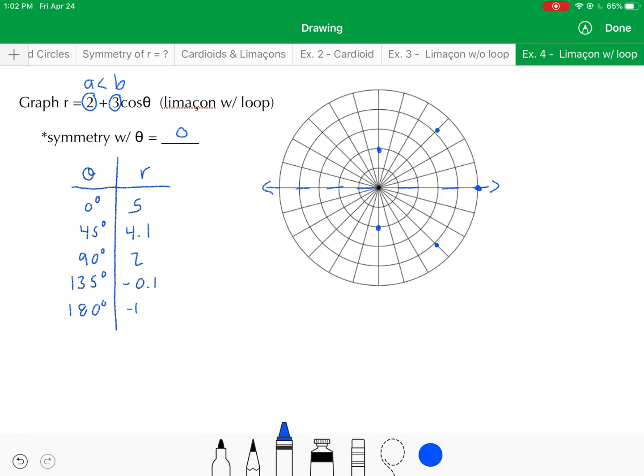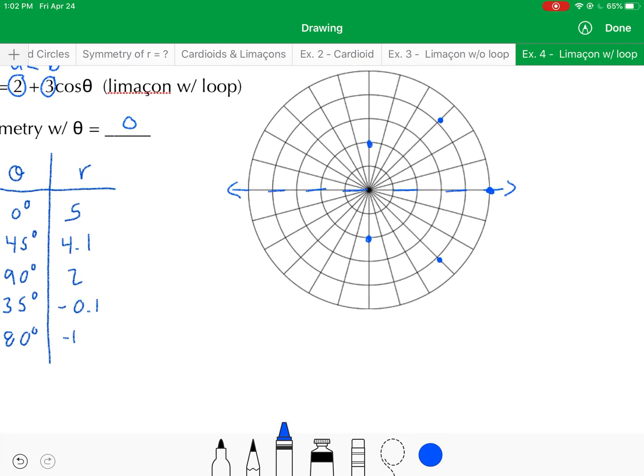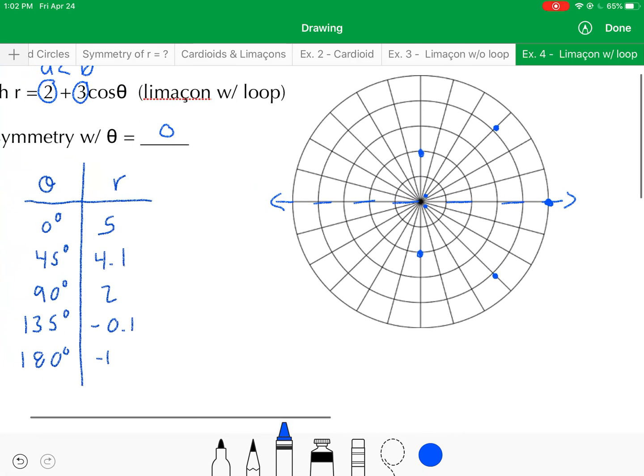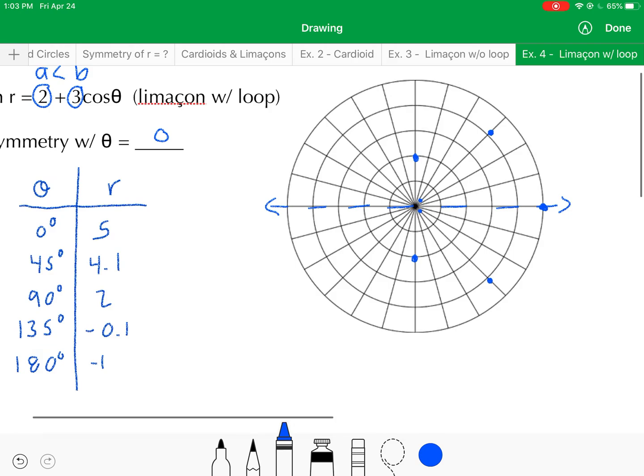So you sweep out the 135, go 0.1 units on the opposite side of the terminal angle, in the opposite direction. So let me zoom in here. That's going to place us right in there. Okay, and then we reflect. All right, both of those points are pretty close to the pole. All right, and then one more to plug in. If I did 180 degrees, I end up with an R value of negative 1. So you sweep out the 180, go 1 unit in the opposite direction of the terminal side. That's going to put you right here.